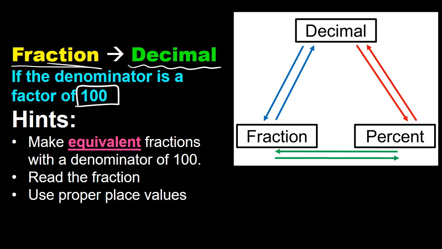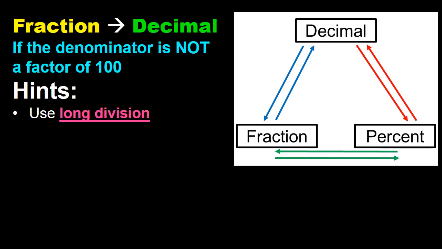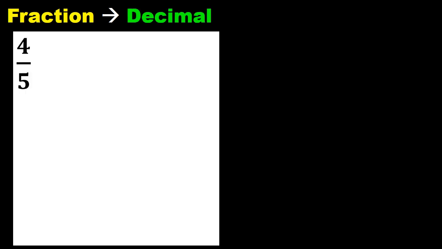And so here are some steps that you can take. The first step is that you're going to make equivalent fractions with a denominator of 100. You're going to read that fraction out loud because that's going to be the key to make sure that you have the proper place values. But make sure, emphasize, if the denominator is not a factor of 100, then you need to use long division. And so we're going to give you some examples of each.